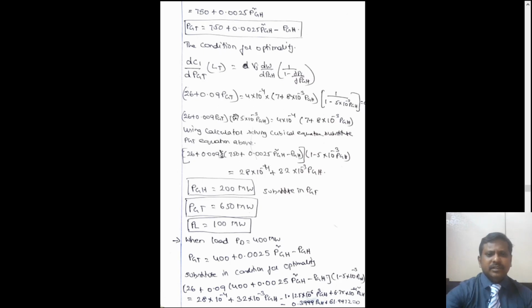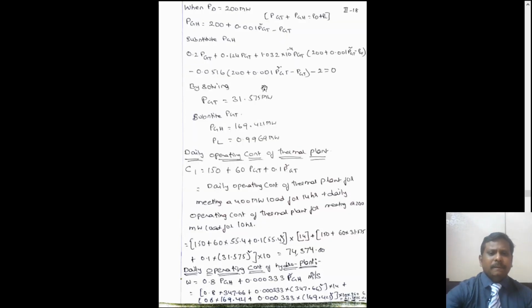All the problems will be similar. Write the coordination equation, and you will get a cubic equation and solve it. You will get Pgh, Pgt, and PL. After that, writing the water equation and substituting in the daily water used equation, you will get the result. Similarly here also.